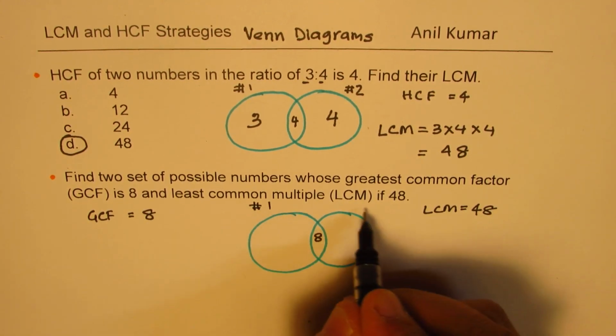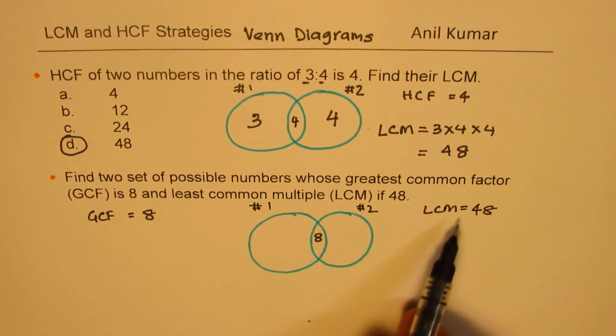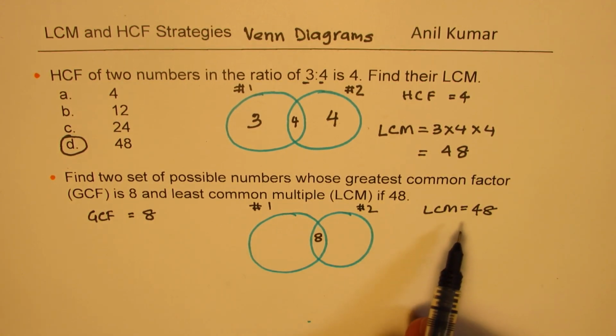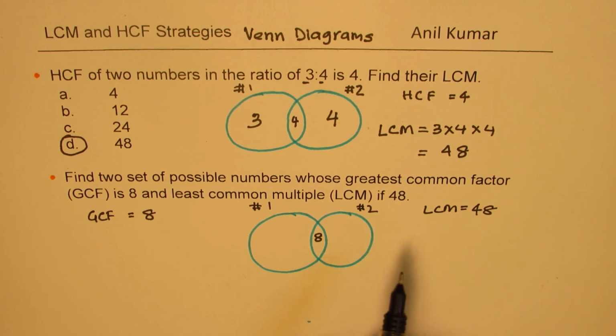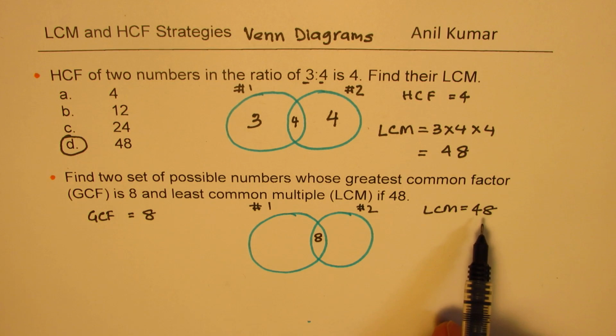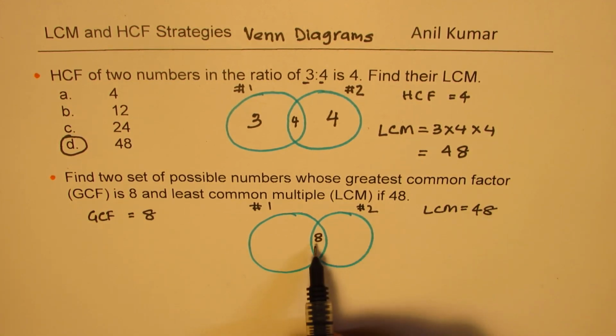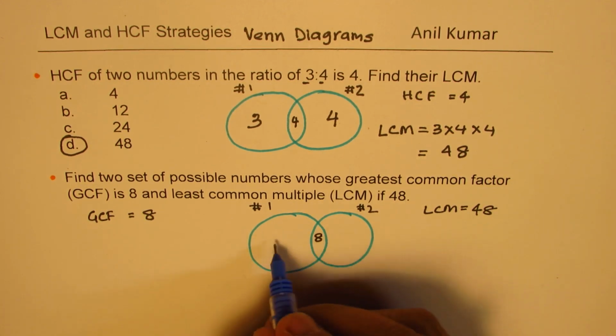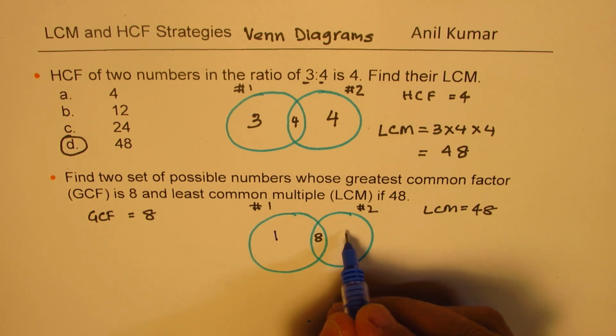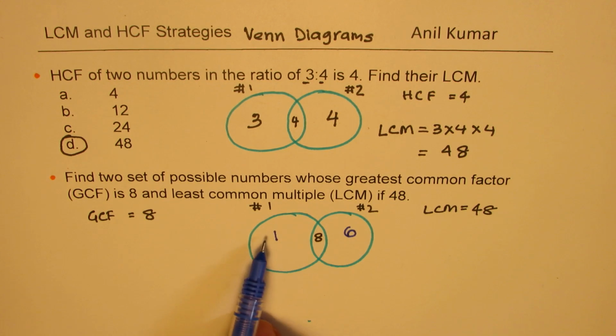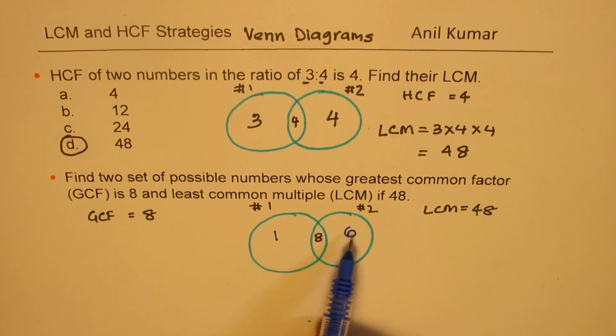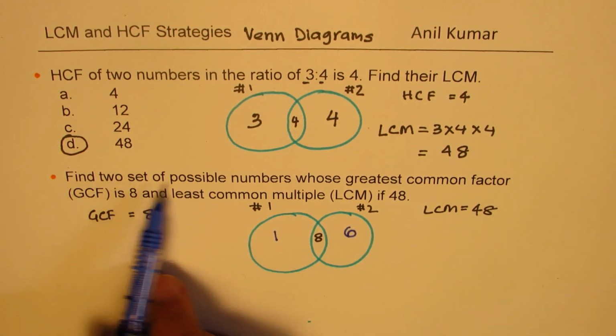So we have to find a combination of these two numbers. To get 48, what could we do? Well, to get 48, 8 times what is 48? That is what we have to look into, right? So 8 times 6 is 48. So what I could do, one combination could be, I can just write 1 here and 6 there. So the LCM is the product of all the three. You have to find two sets of numbers.